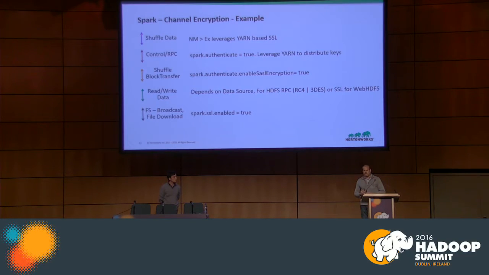For the shuffle block transfer, you can enable SASL-based encryption using that setting, and SSL-based encryption for that channel is a work in progress. If you're reading data from the data source, the green line, imagine if you're reading it from HDFS, you can use RPC-based encryption. There are two possible encryption algorithms there, RC4 or triple DES. Or if you're using WebHDFS, you can also use SSL there.